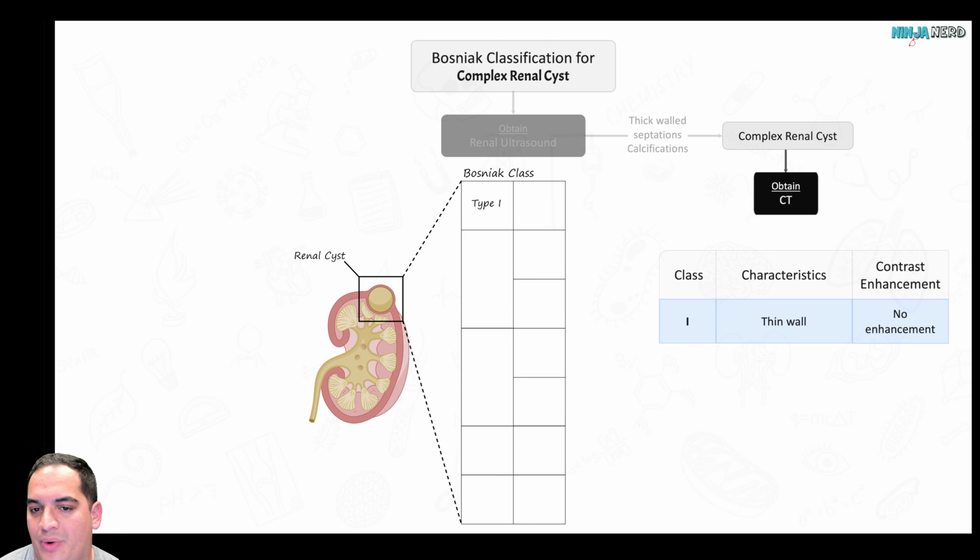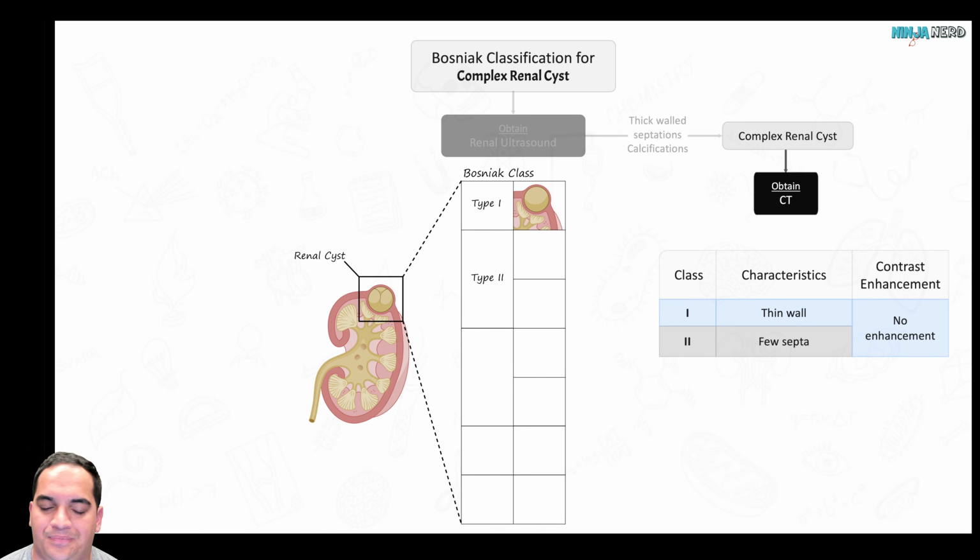That's probably just a simple renal cyst, and I don't really need to do anything about it. If it's a little septated, but again, it doesn't enhance, then again, I'm not as concerned, and I would still say that I probably don't need to have any follow-up for this patient.